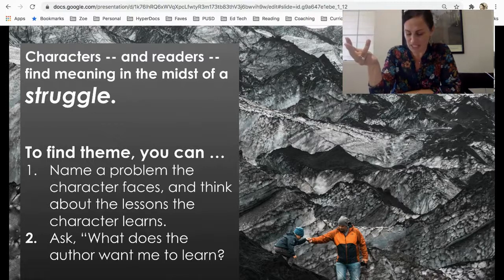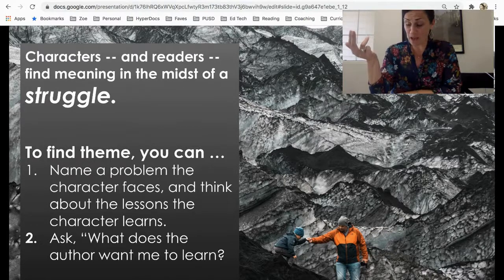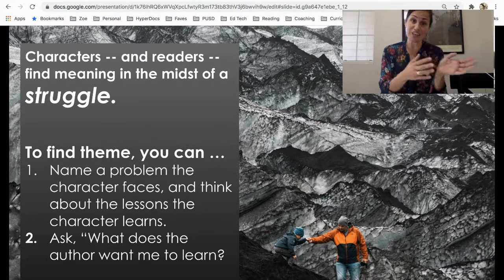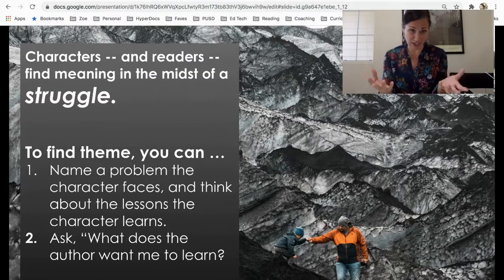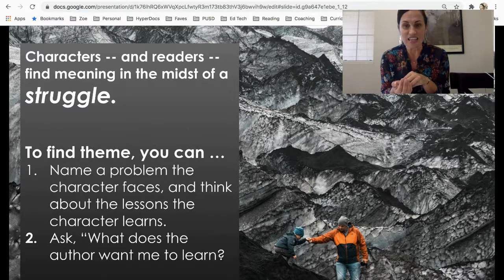Now, when we study character, we might think about their traits, their feelings, how they change over time, how they respond to difficulty. We might even think about how they act with one character versus another and how they act differently in different settings. So there's lots of ways that we can study character. Today, I'm going to invite you to study characters and find the meaning behind the moments of struggle.